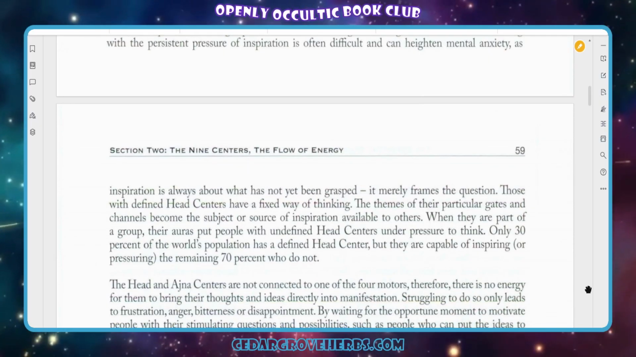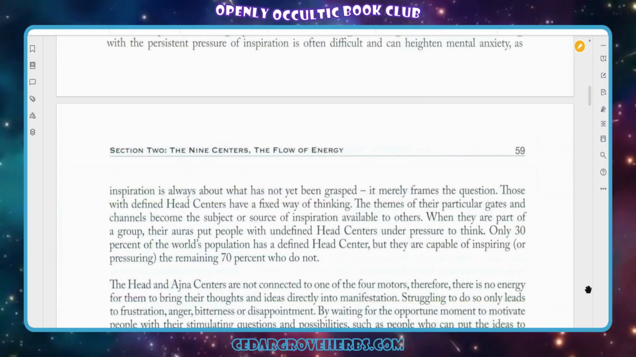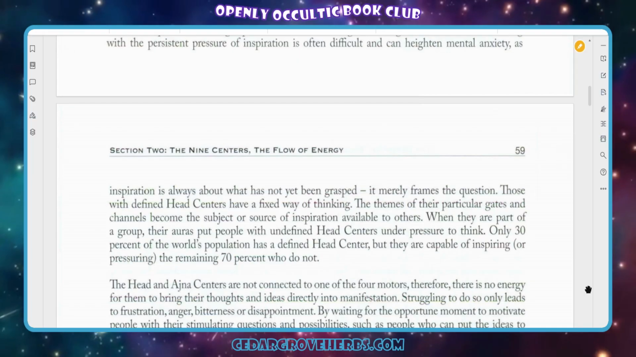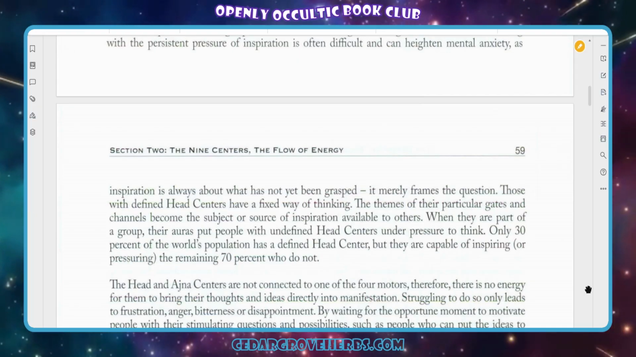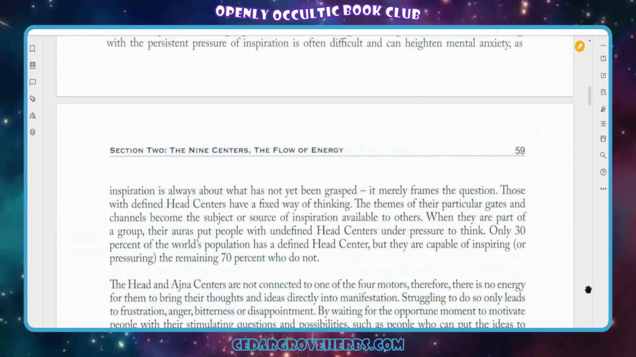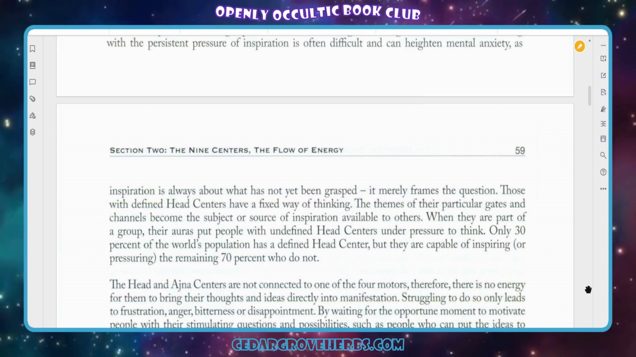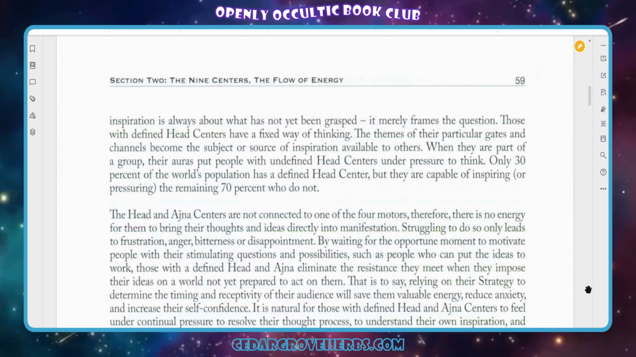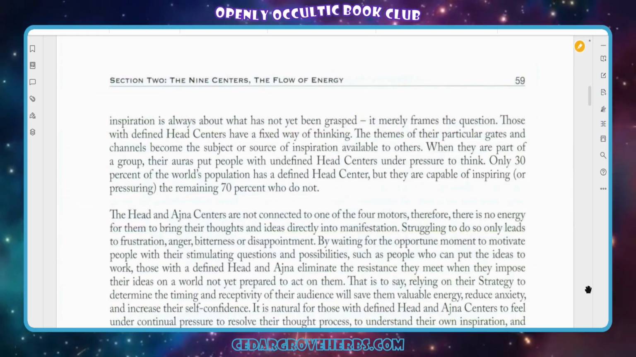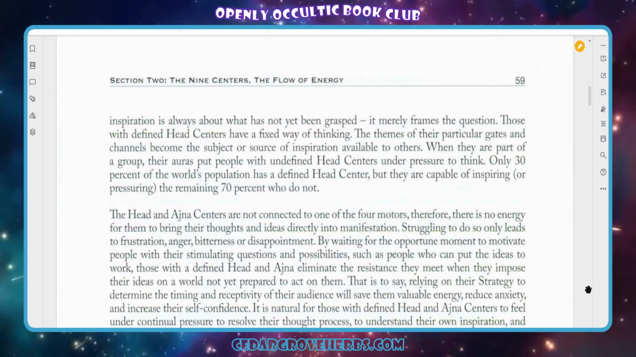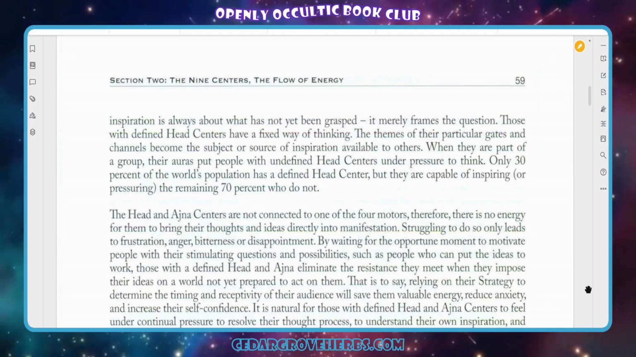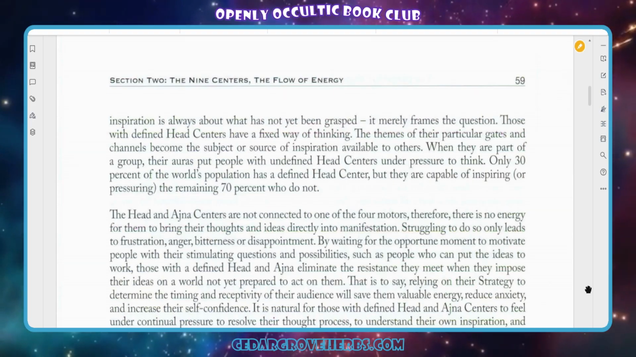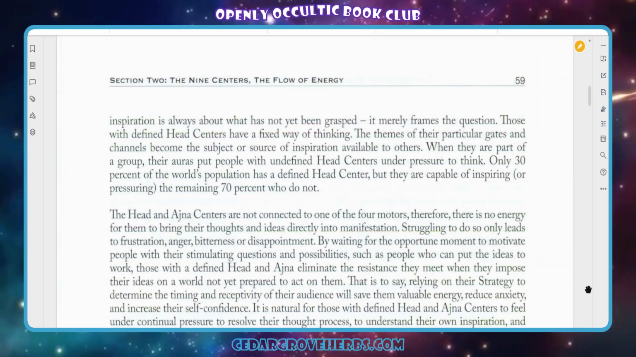Those with defined head centers have a fixed way of thinking. The themes of their particular gates and channels become the subject or source of inspiration available to others. When they are part of a group, their auras put people with undefined head centers under pressure to think. Only 30% of the world's population has a defined head center, but they are capable of inspiring or pressuring the remaining 70% who do not.